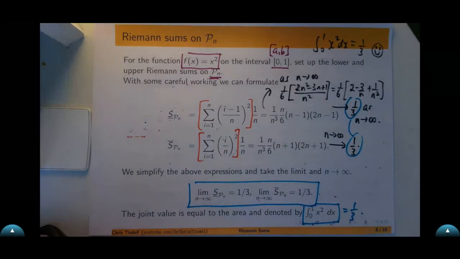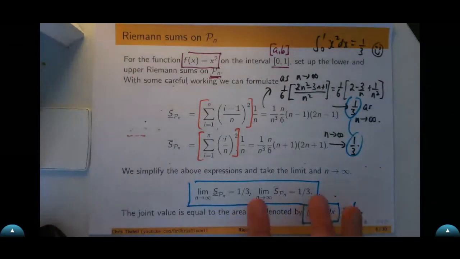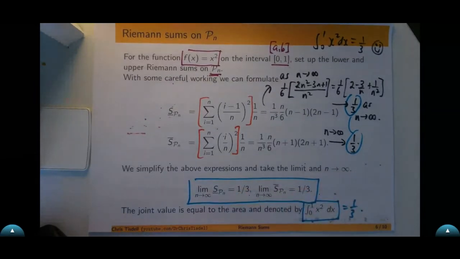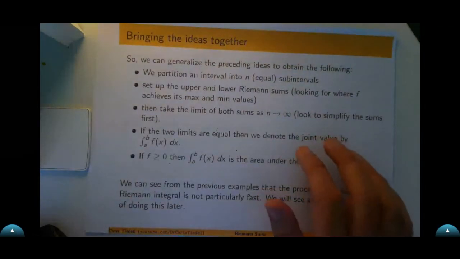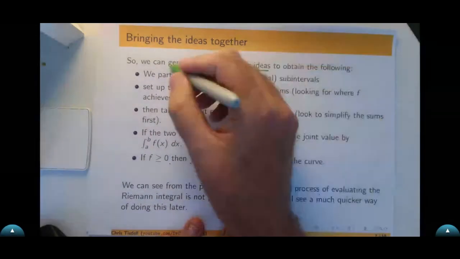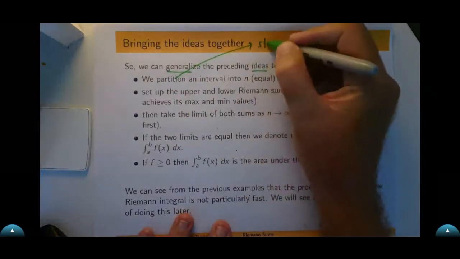Yeah, Abdul Rahman, I think you're right. You definitely need it. So that's a big hint. If these things are not equal, then the integral doesn't exist. It's not well defined. If one of these doesn't exist, then the integral doesn't exist. So let me give you a summary sheet on how you bring all these ideas together. The method or the ideas: partition is just a funny way to say slice up.